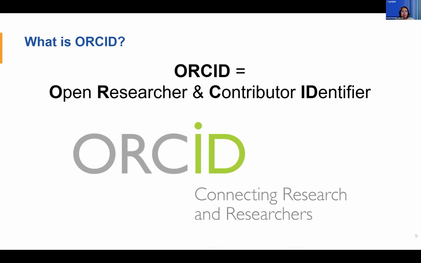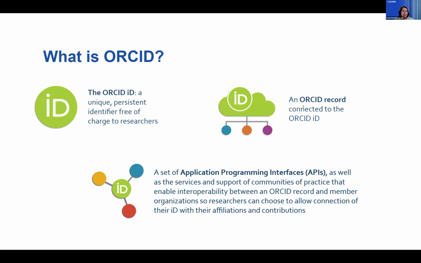ORCID is a nonprofit, community-driven organization that serves the global research community. There are three main components that make up ORCID. The ORCID ID, which is that unique persistent identifier, free of charge for researchers and contributors. The ORCID record, which is the place where information about the researcher and individual is located online. And then the ORCID API, or Application Programming Interface, which is the method for making connections between an organization's systems and an individual's ORCID record.